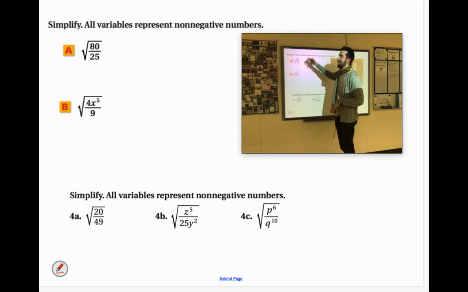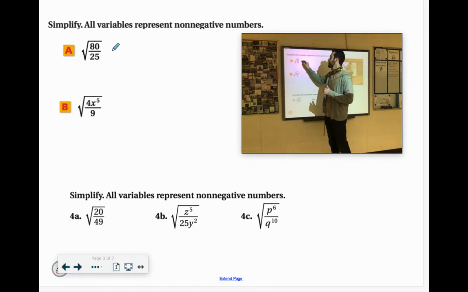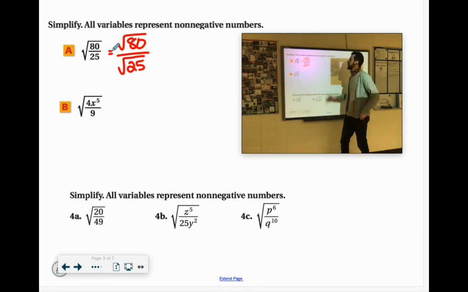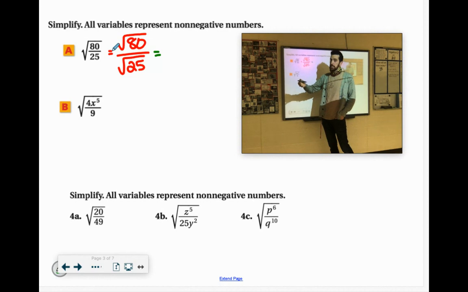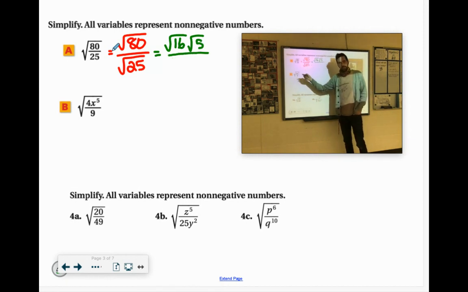So on A here, 80 over 25, I know they're both divisible by 5, but I'm going to keep them separate for a minute because I see that 25 is a perfect square. The square root of 25 is 5. So here's what we're going to do. We're going to think, well, what's perfect that goes into 80, right? And that's 16. It's 16 times 5. So we're going to break that up into 16 and 5. We'll just go ahead and take the square root of 25 as 5.